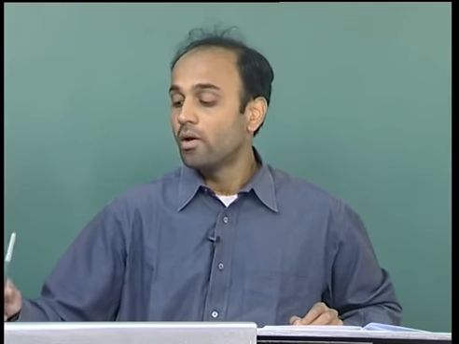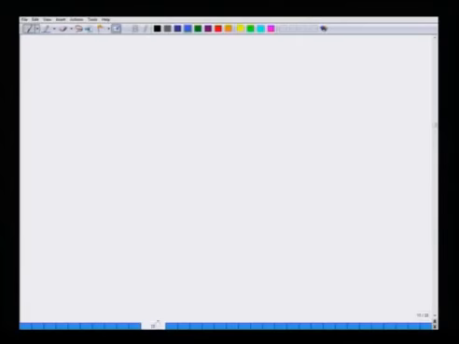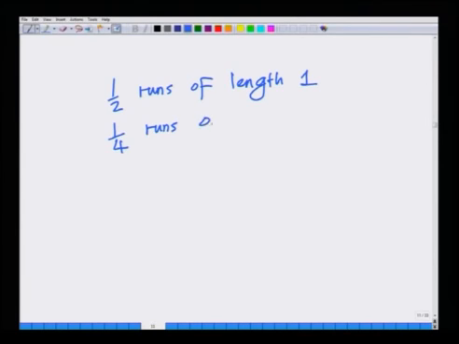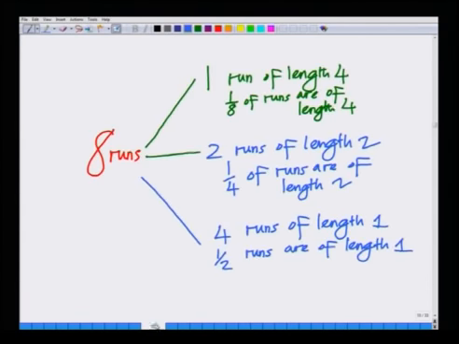So, half of the runs are of length 1, 1/4 of the runs are of length 2, 1/8 of the runs are of length 4, and so on and so forth. If I write this down: half the runs of length 1, 1/4 of the runs of length 2, 1/8 of the runs of length 4, and so on and so forth.